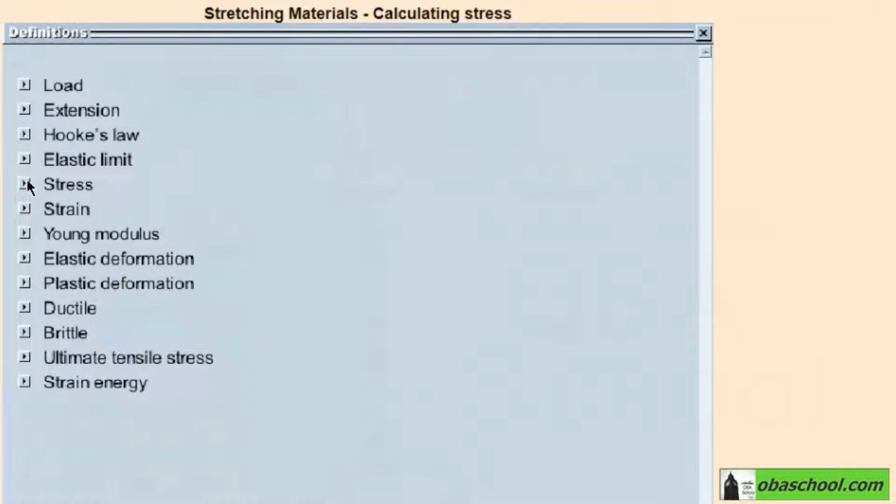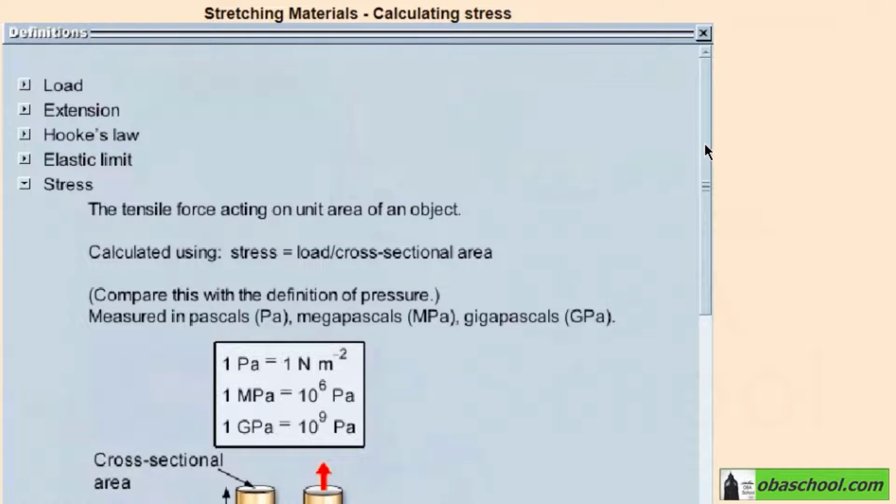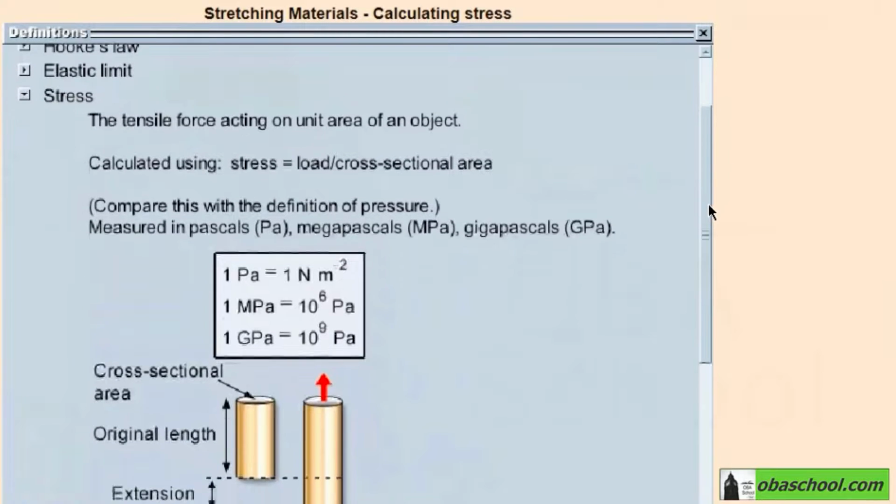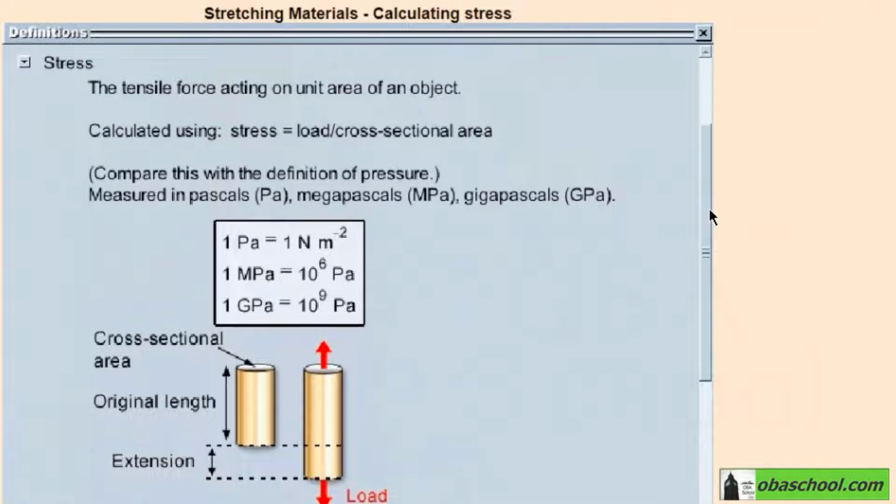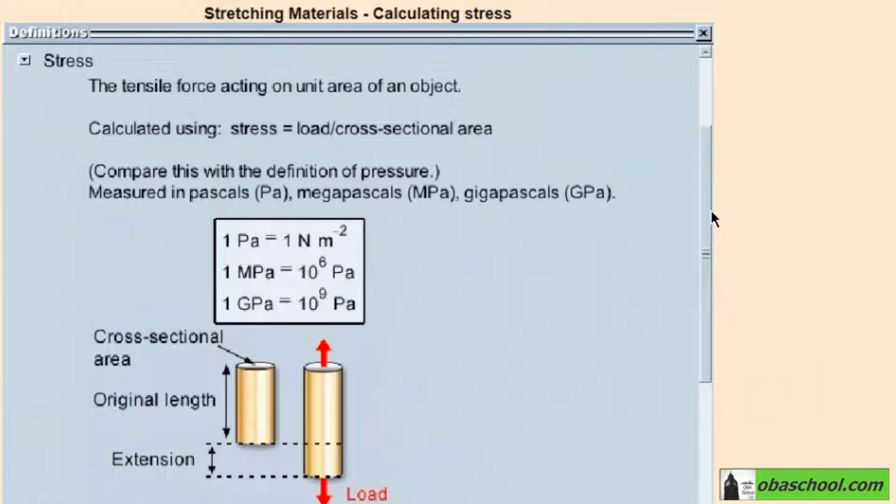Let's check its definition. So the stress is defined as the tensile force acting on unit area of an object. In order to calculate it, stress equals load divided by cross-sectional area. The stress is comparable with the pressure, since the pressure also equals the force divided by cross-sectional area.